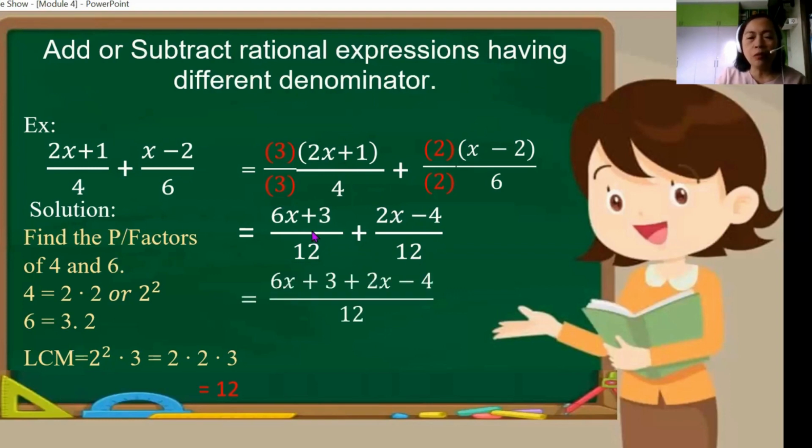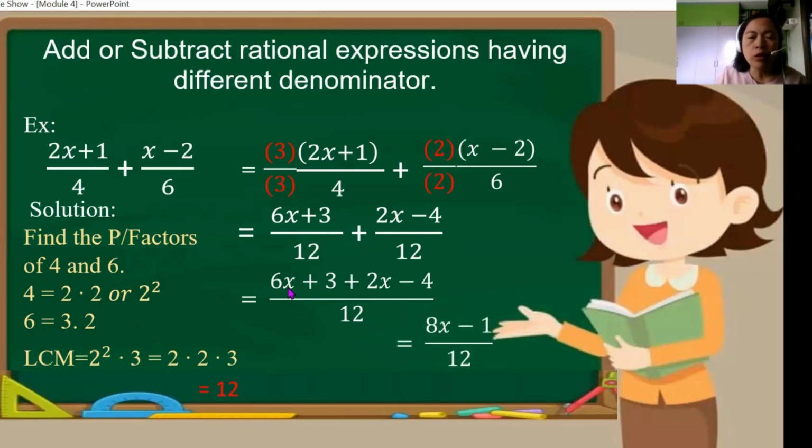So, we will now apply the addition of expressions with common or the same denominator. We simply add the numerators, 6x plus 3 plus 2x minus 4 over. Kopyahin na lang natin ito ngayon kasi the same denominator na, over 12 equals.